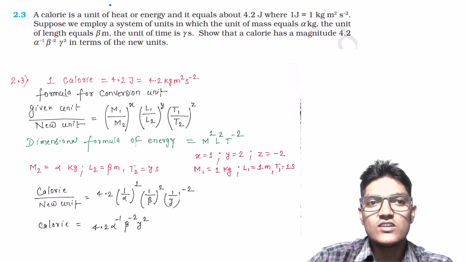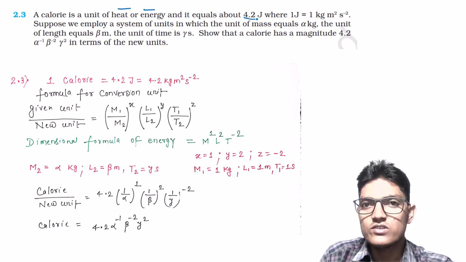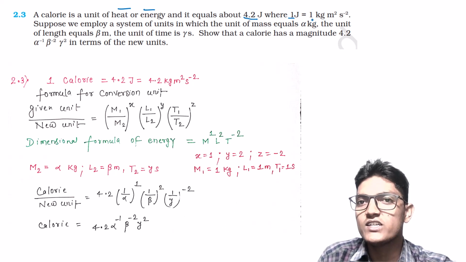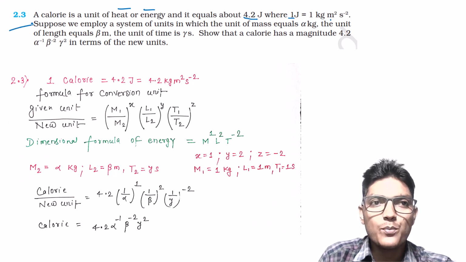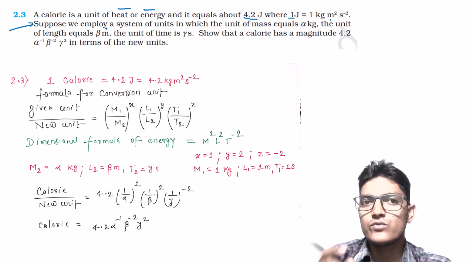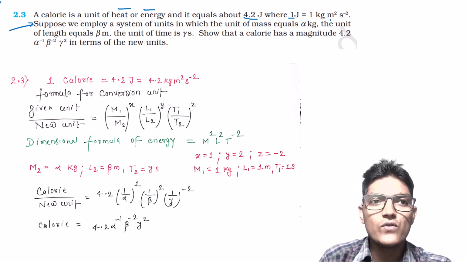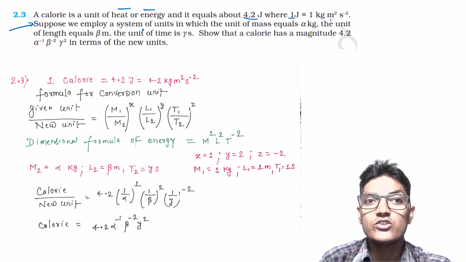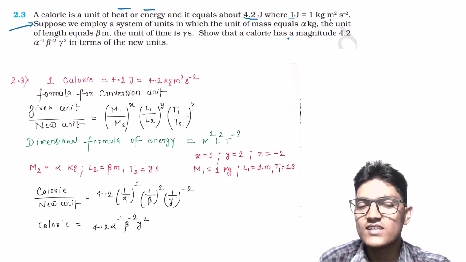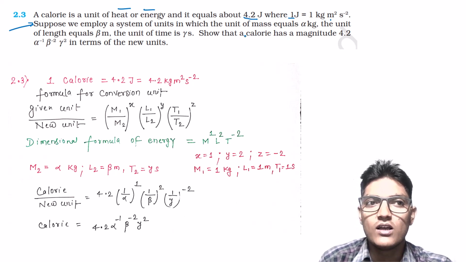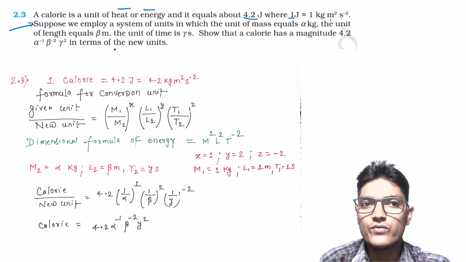So a calorie is a unit of heat or energy equal to 4.2 joules, and where 1 joule is equal to 1 kilogram meter per second square, right? And suppose we employ a system of units in which the unit of mass is equal to alpha kg, the unit of length is equal to beta meter, and unit of time is gamma second, so that calorie has a magnitude of 4.2 alpha to the power minus 1, beta to the power minus 2, gamma square in terms of new units.